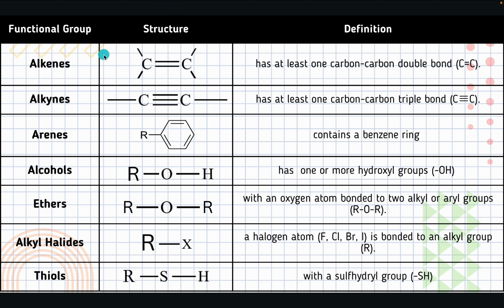We have the alkenes, alkynes, arenes, alcohols, ethers, alkyl halides, and the thiols. Alkenes have double bonds. Alkynes have triple bonds. Arenes have the benzene ring, if you remember. It has the conjugated system, right? Alcohols contain the hydroxyl group OH. Ethers, ROR. Then you will see here the alkyl halides, RX. Here X is a halogen atom: fluorine, chlorine, bromine, iodine. And the thiols have the sulfhydryl group.